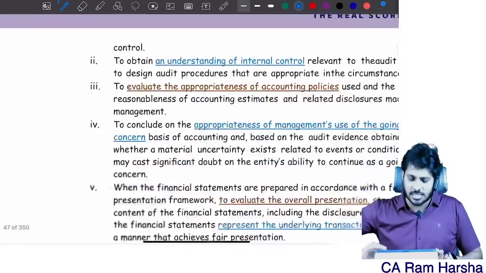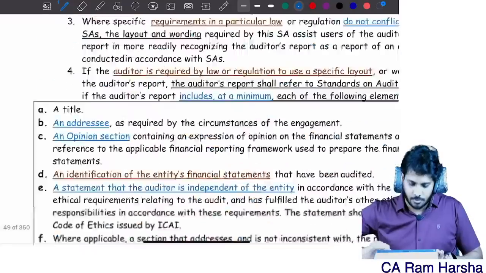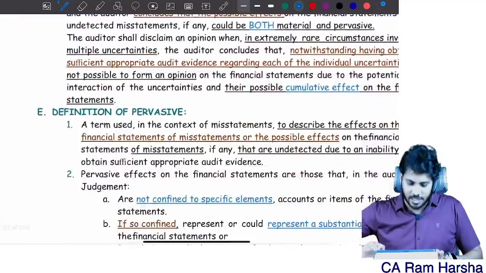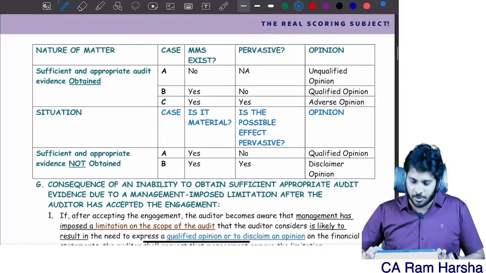We have to discuss the definitions part. They have given a diagram here.